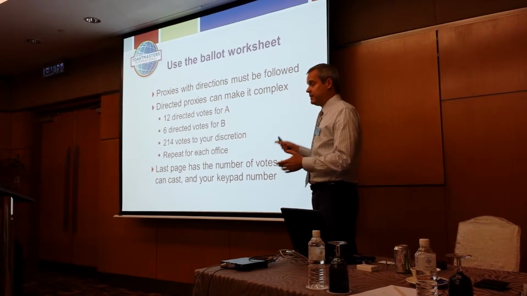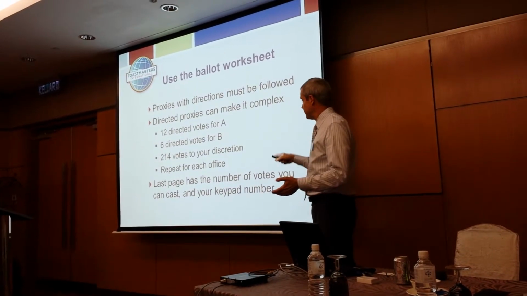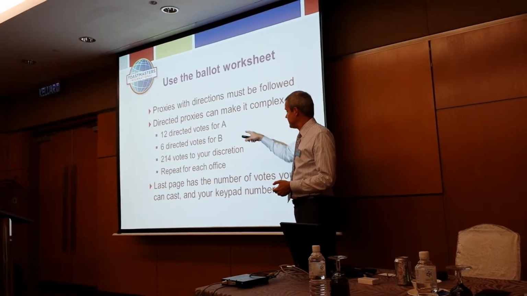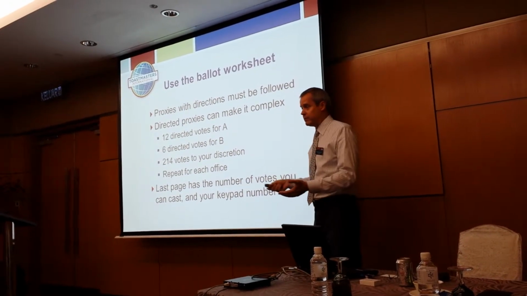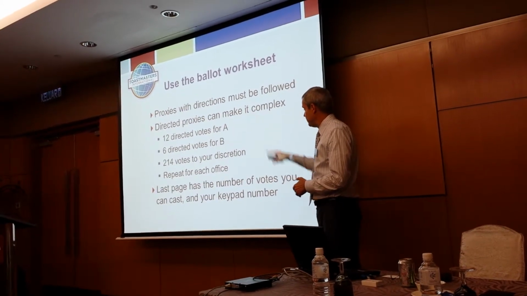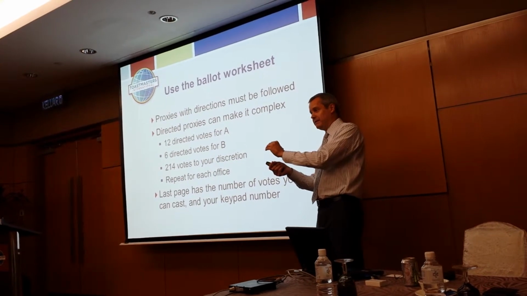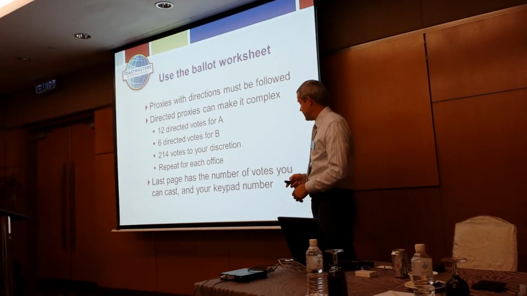If you're a district governor and you have all these votes, you might have something very complex, like in just one office, you might have 12 directed votes for candidate A, 6 directed votes for B, leaving 214 votes to your discretion, your choice, whatever you think is best. And repeat for each office. So you have to figure out what you're going to do in that 1 minute. So use that worksheet in advance so that you have the numbers to hit send during that 1 minute.